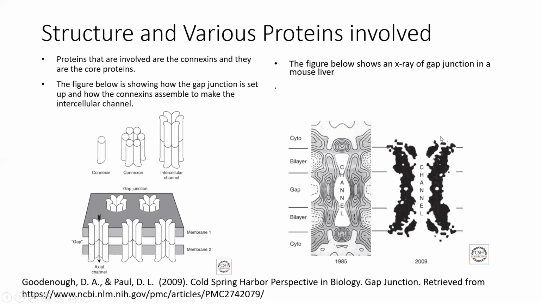This figure over here shows an X-ray of a gap junction in a mouse liver cell. So you see you have your layers, you have the gap junction right here, and then another layer.